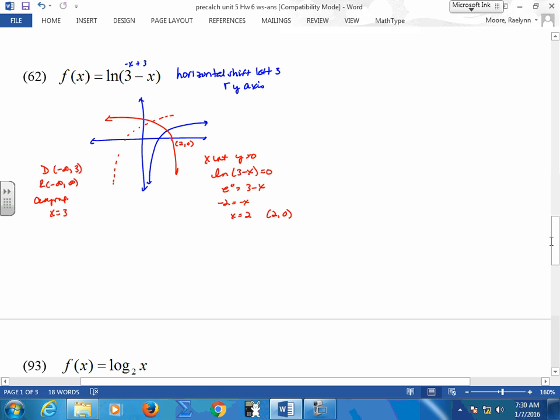If you want to turn this one around, make it a little easier, you have a horizontal shift to the left 3 and a reflection in your y-axis. Reflections also will change your domain around, so be careful about your domain. Don't forget on an ln, the base is e. When you flip it, anything to the 0 is 1.